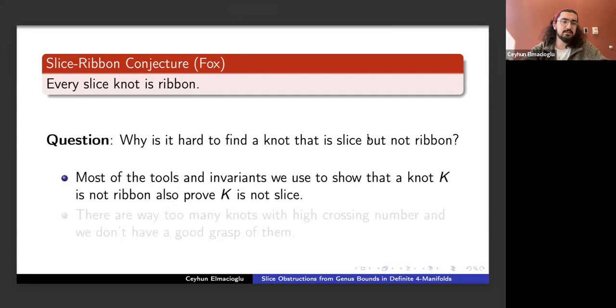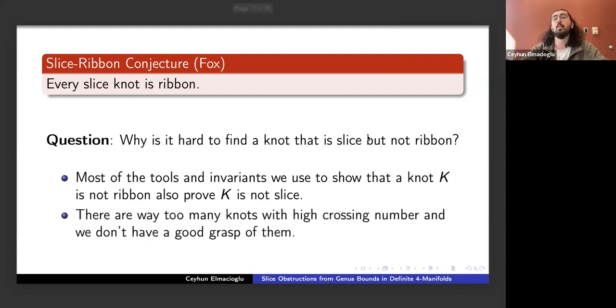The first reason is that obstructing ribbonness without obstructing sliceness is hard. The tools and invariants we use to show that a knot is not ribbon most of the time also prove that a knot is also not slice. So it's hard to differentiate these.